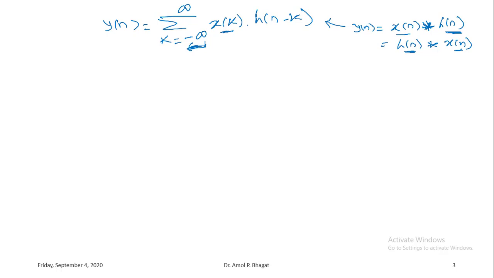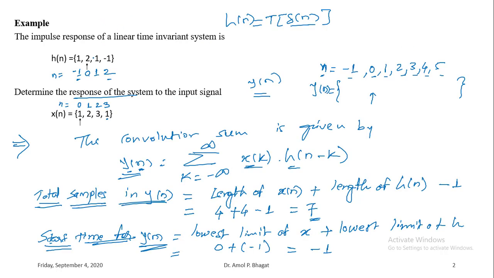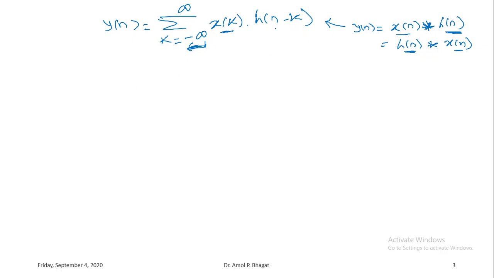Here, if you observe in the given example, both sequences comprise only 4 samples, so any one of these sequences can be folded and shifted. So here you can use the convolution formula, where the impulse response is folded and then shifted by n. As we know, the value of n here varies from -1 to 5. So that means we need to compute y of n for these values.